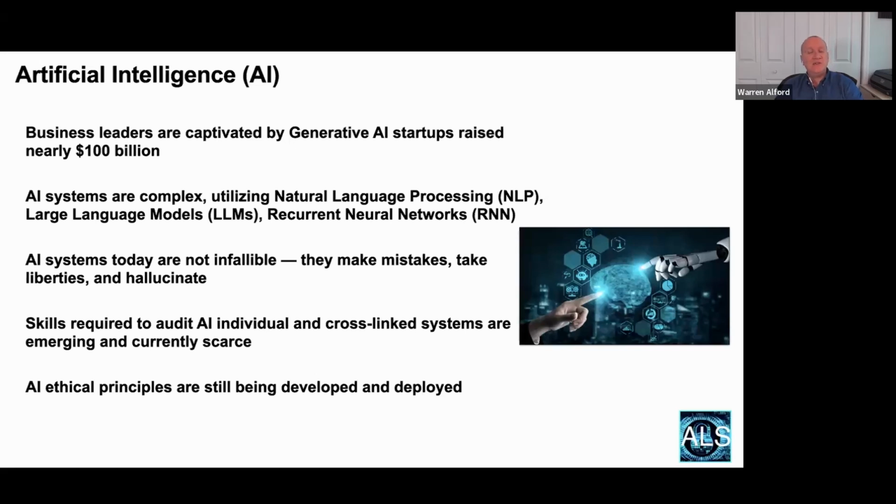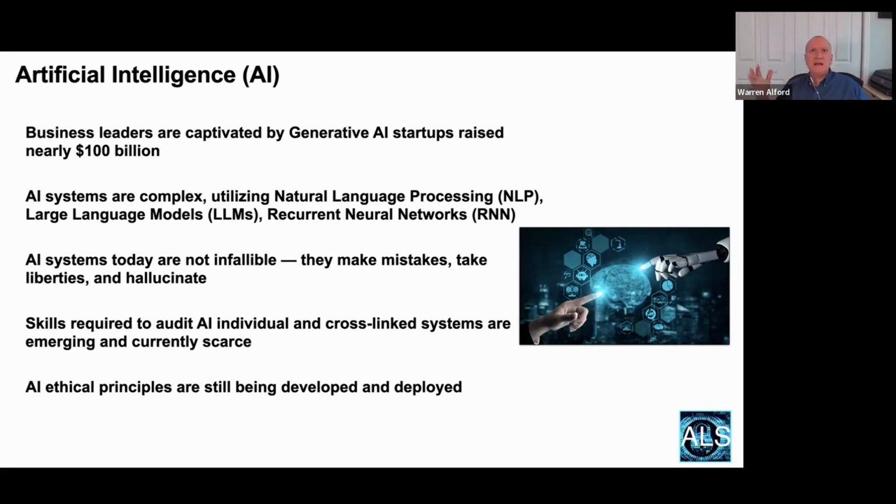Generative AI startups have raised over 100 billion with a B dollars, and we're expecting that amount to almost double this year. A lot of money, a lot of infrastructure being put in place to support these systems. Businesses are starting to tie these AI systems together, and in some cases, creating their own ecosystems using AI as the backbone. They're very complex systems, as you can imagine.